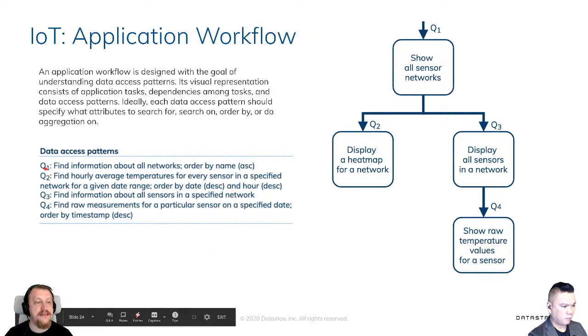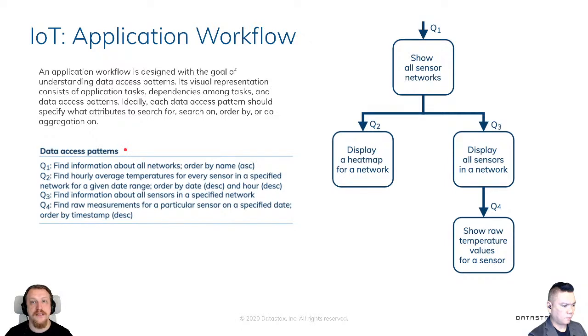Finally, we can define data access patterns using this application workflow. Q1: find information about all networks, order by name, ascending. That one is going to be pretty simple. Show all networks ordered by name, just to make it more convenient for the user to scroll through them and find them. Then Q2, display a heat map: find hourly average temperatures for every sensor in a specified network for a given date range, order by date descending and hour descending.